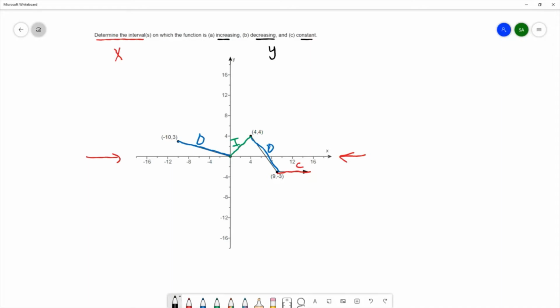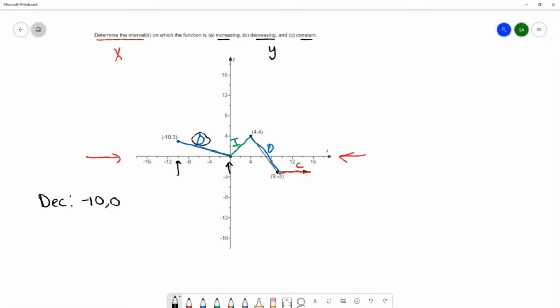So I'd like to write down this first interval that's decreasing, and we want to write down the x where that starts and the x where that ends. So we're going to say that it's decreasing on the interval from, let's see, that looks like -10. And that decreasing interval stops at 0.